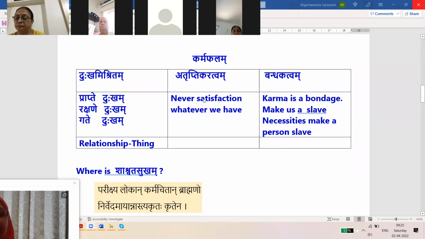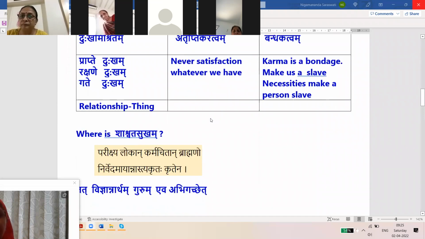And can this karma phala give permanent happiness? Can this karma phala give permanent security? Or can this karma phala give permanent peace? No, it cannot give. Then this rare person, one who has a little bit more punya, starts thinking.